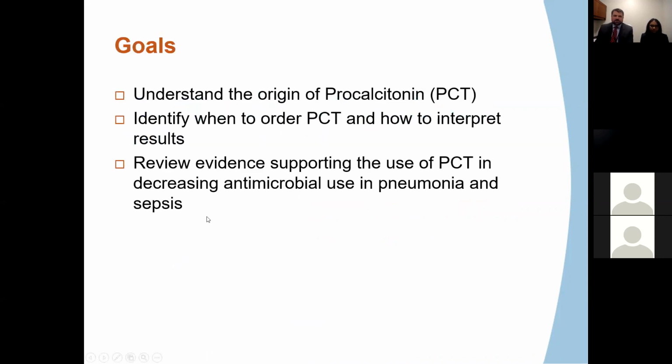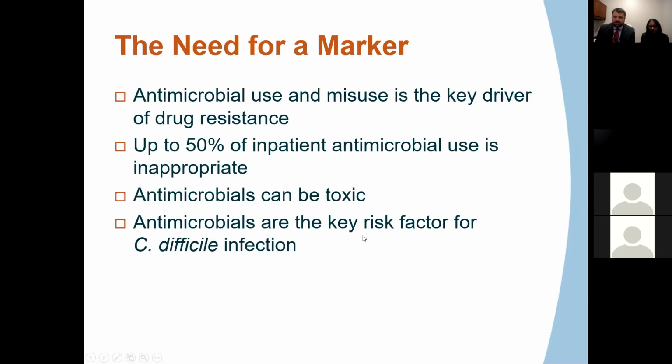So here are the goals. The goals for our talk today are to understand the origin of procalcitonin, identify when to order procalcitonin, how to interpret the results, and review evidence supporting the use of procalcitonin in decreasing antimicrobial use in pneumonia and sepsis. These are the things we're going to be talking about today.